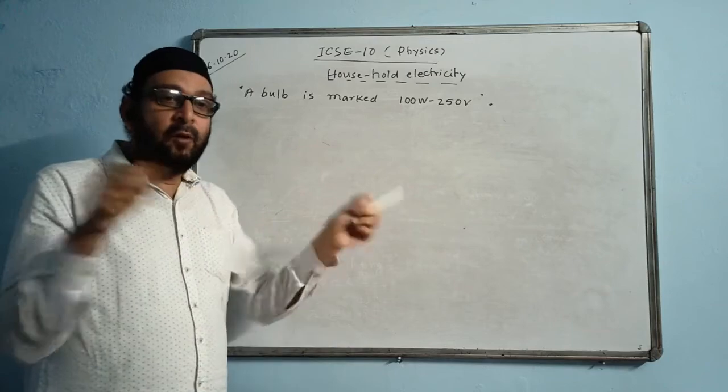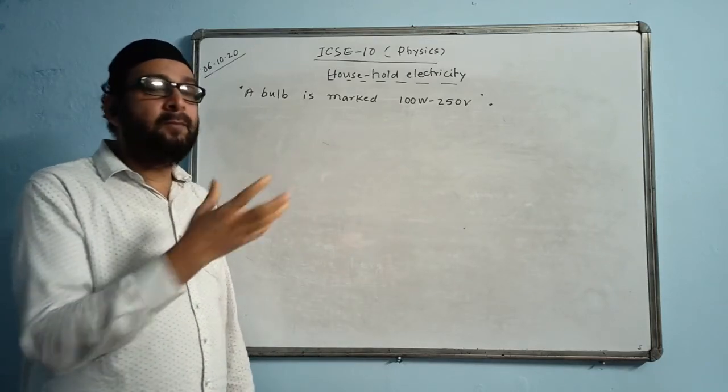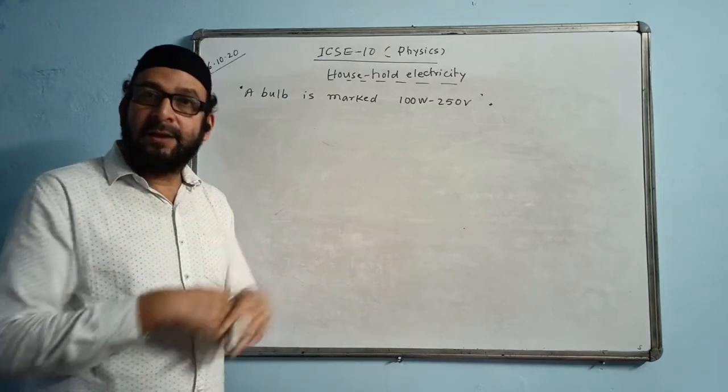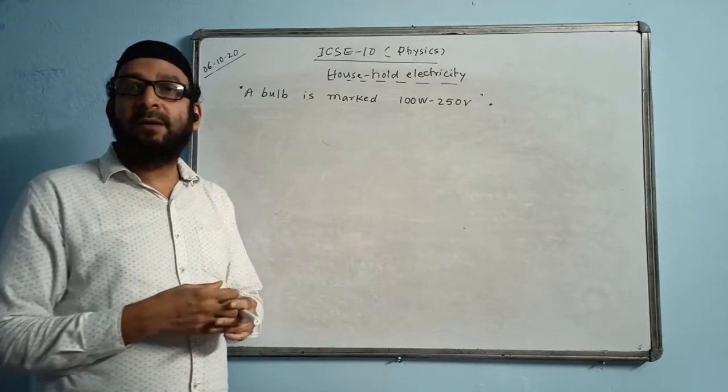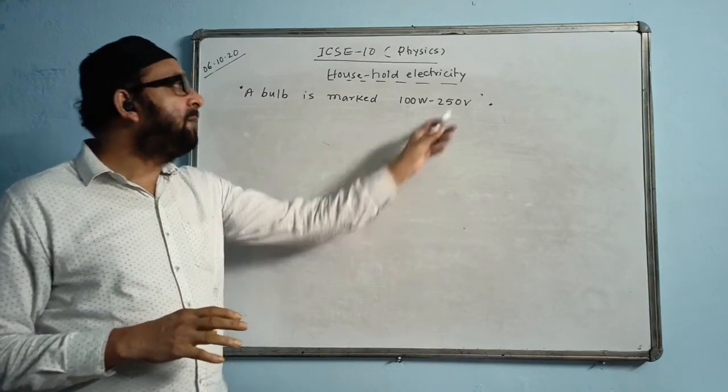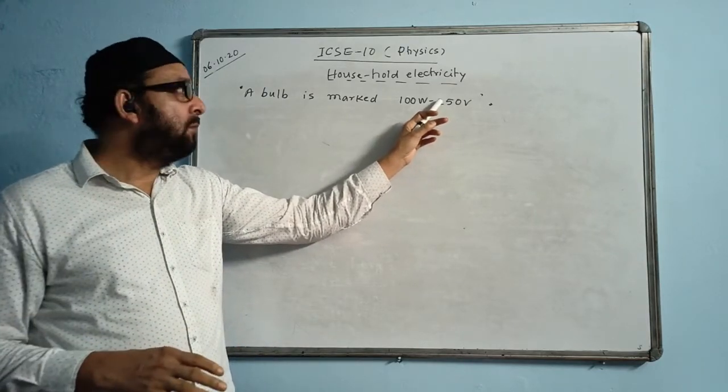If you apply a voltage of more than 250 volt, the bulb will fuse. What is the value of voltage for household electricity, for domestic supply? The normal voltage value is 220 volt. They keep a margin, so 220 volt we can use.